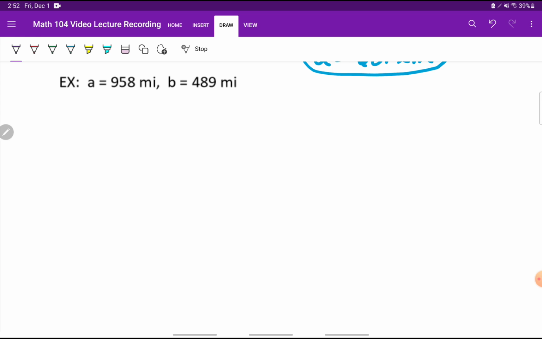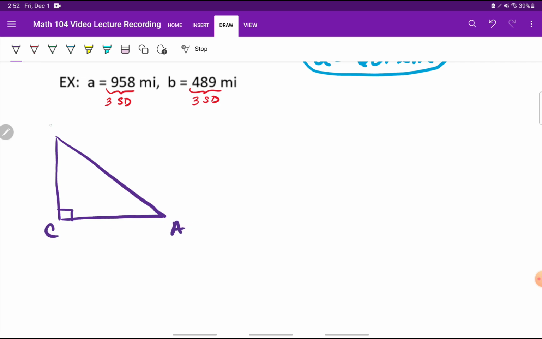This one's a little different because we've been given 2 sides. Each of these sides have 3 significant digits to them, so we'll be rounding to 3 significant digits. I'm going to start by drawing my triangle. And they've given us side A and side B. Got those backwards.